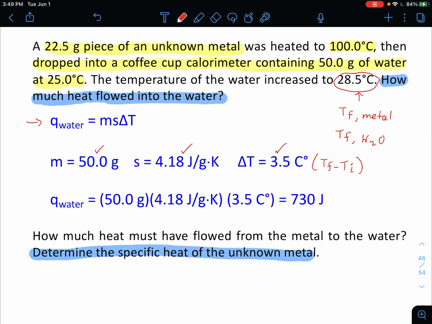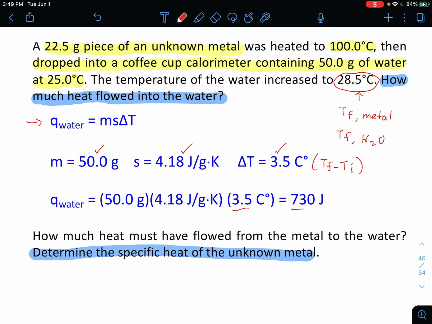So we got all of that. We plug it in. 3.5 only has 2 significant figures, so my answer only ends up with 2 significant figures. Remember, that 0 doesn't count unless I put a dot, but it tells me 730 joules of heat flowed into the water from the metal when I dropped the hot piece of metal in.